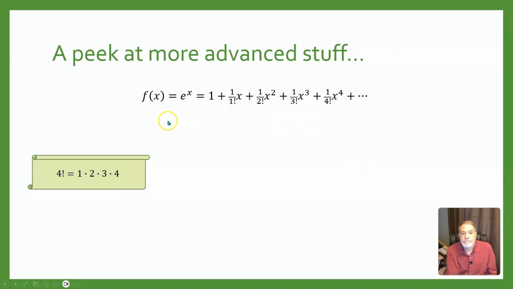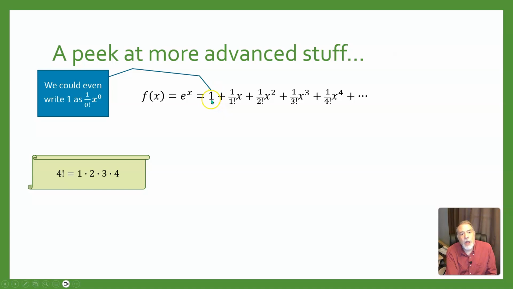And this first term, this 1, we could even write to fit the pattern as 1 over 0 factorial times x to the 0 power, because 0 factorial and x to the 0 power are both defined to be 1.